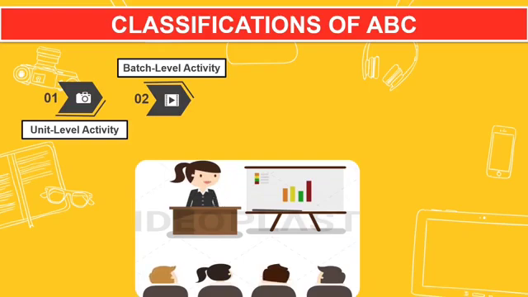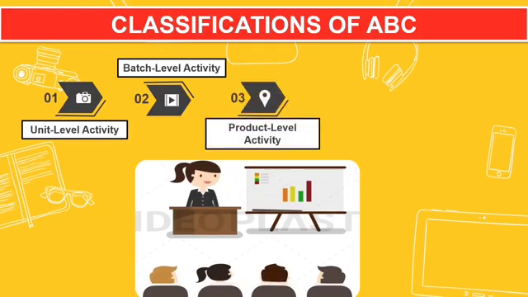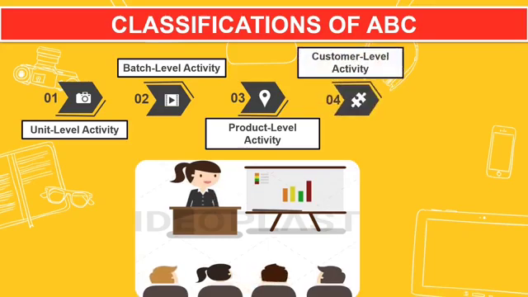level activities. Third, product-level activities relate to specific products and must be carried out regardless of how many batches are run or units are produced or sold. For example, designing or investigating a product would be a product-level activity. Fourth, customer-level activities relate to specific customers and are not tied to any specific product. For example, sales calls and catalog mailing would be customer-level activities.